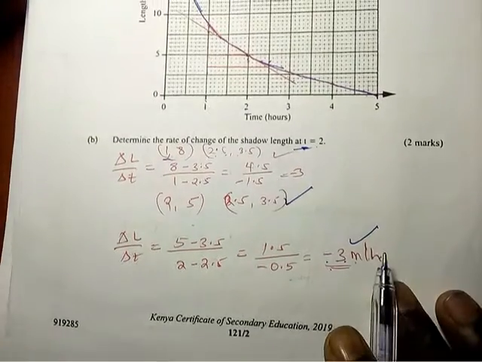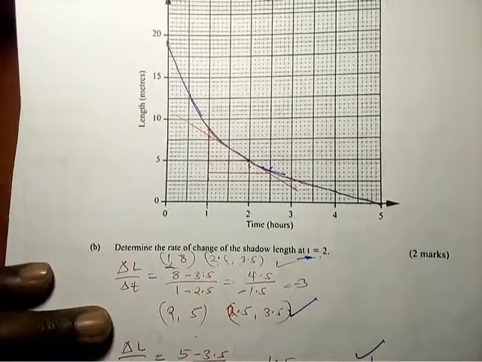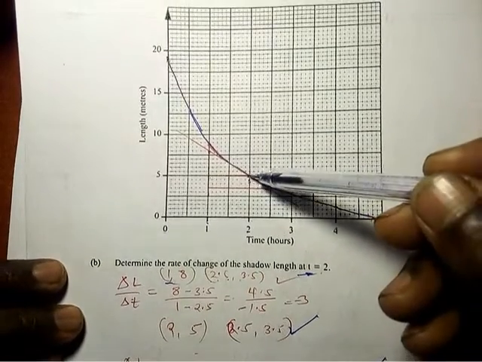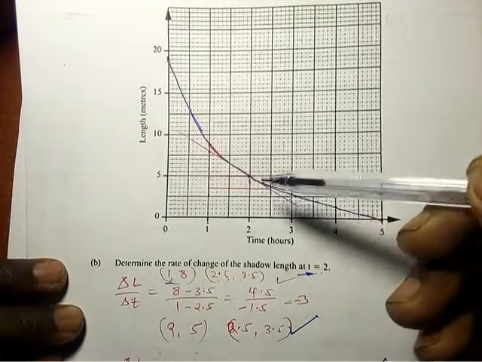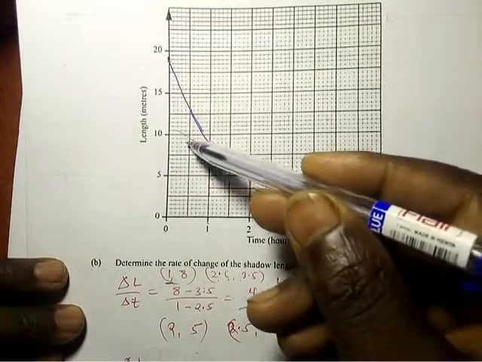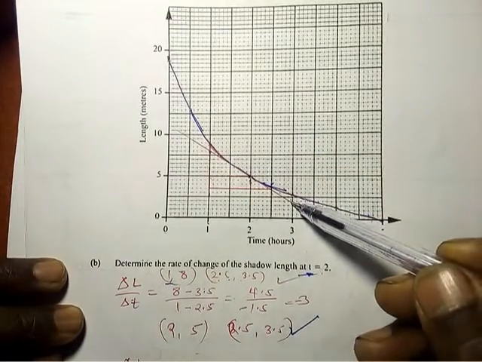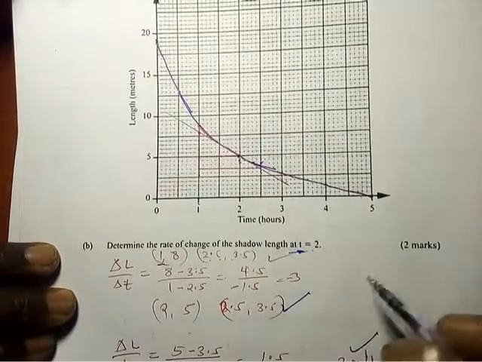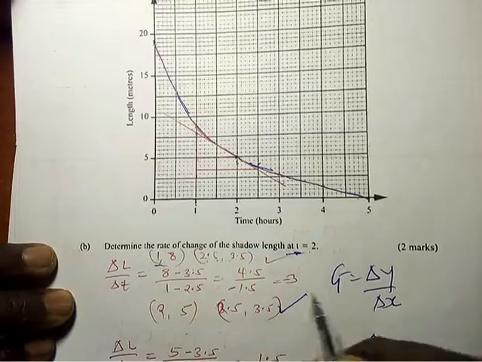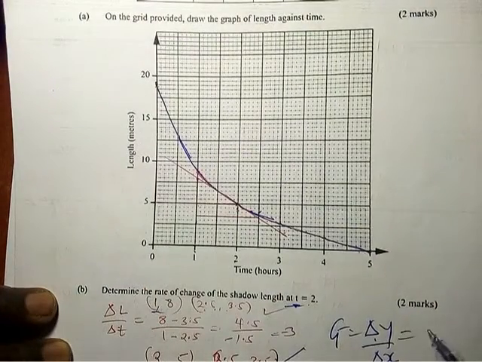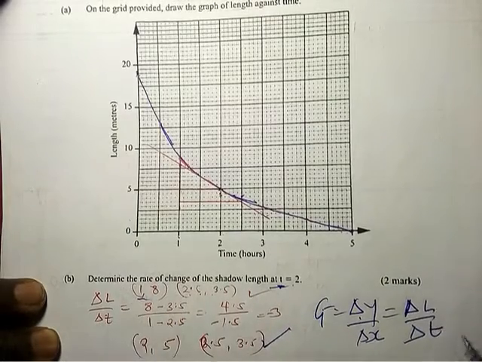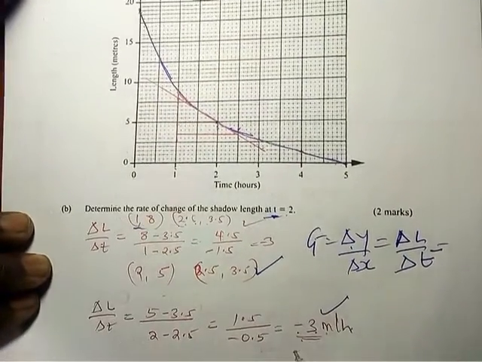This is an instantaneous rate of change at a point. So you just draw the tangent. Once you do the tangent, you pick 2 points. You can take this one and this one, any point on the tangent, any point. You find the gradient. You know gradient is equal to change in y over change in x. But in this case, our y is length, so it is change in length over change in time. Once you have done that, you get the gradient and you are done.